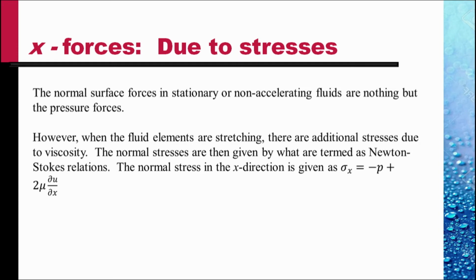The normal stress in the x direction is given as sigma x equal to minus p plus twice mu del u by del x. Minus p, the pressure here, is the hydrodynamic pressure, and twice mu del u by del x is the normal viscous stress because of stretching of the fluid element in the x direction.